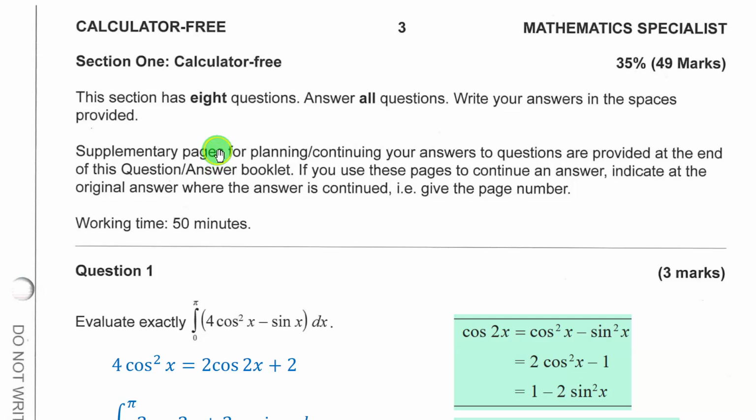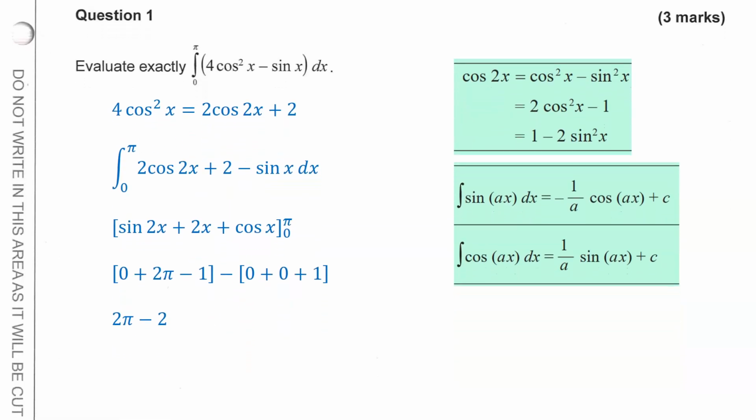So, question 1 on the calc-free. Let's scroll down and see what's going on in this question. Over here, I've just got a few little snippets cut and paste from the formula sheet because question 1 is very straightforward. Evaluate exactly. I'm not sure why the examiners insist on putting exactly when it's the calculator free.